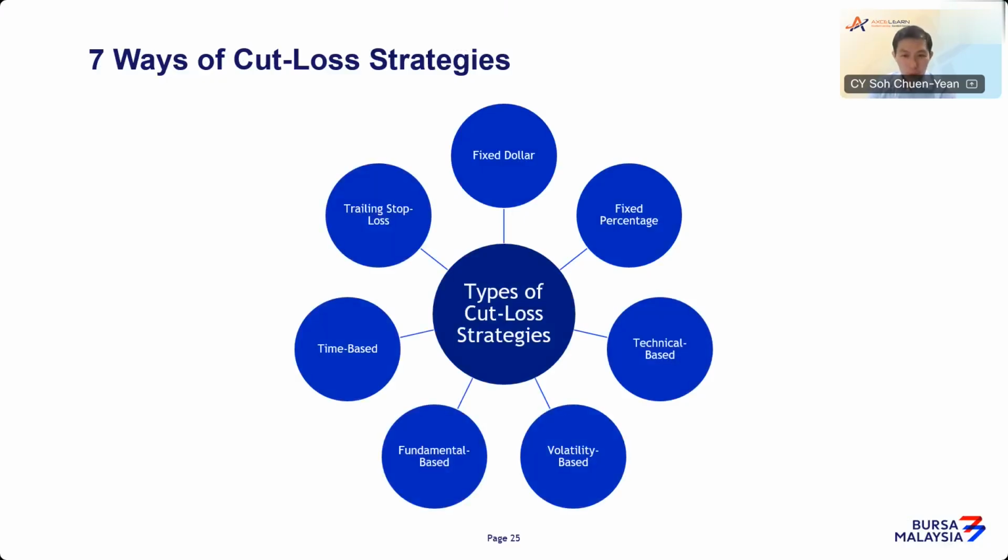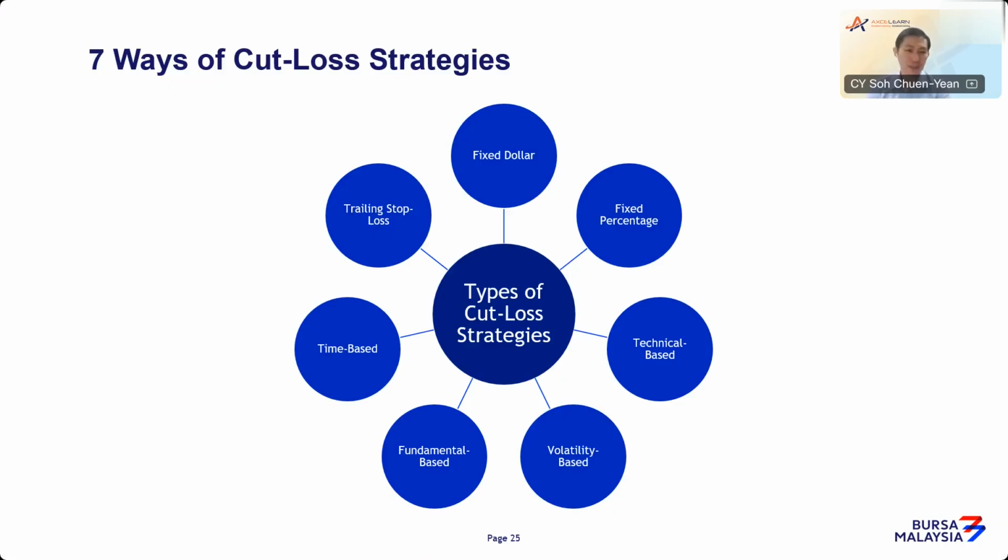Do you know there are many ways to cut your losses? So here there are at least 7 ways. I put it in categories: fixed dollar, fixed percentage, technical based, volatility based, fundamental based, time based, and also trailing stop loss. Now, out of these 7 ways of cut loss strategies, how many strategies are you currently using or practicing in your trading right now?